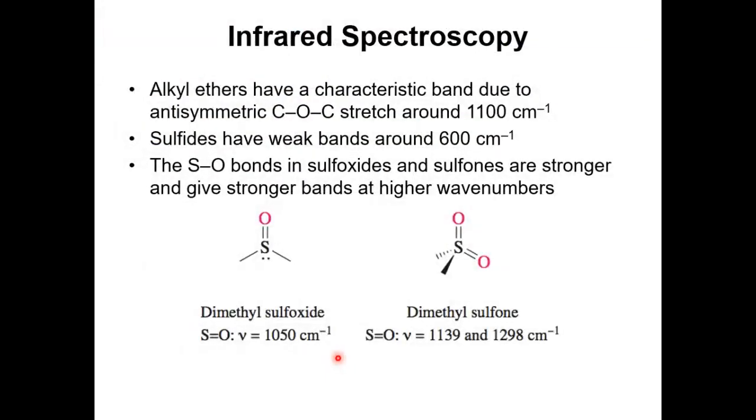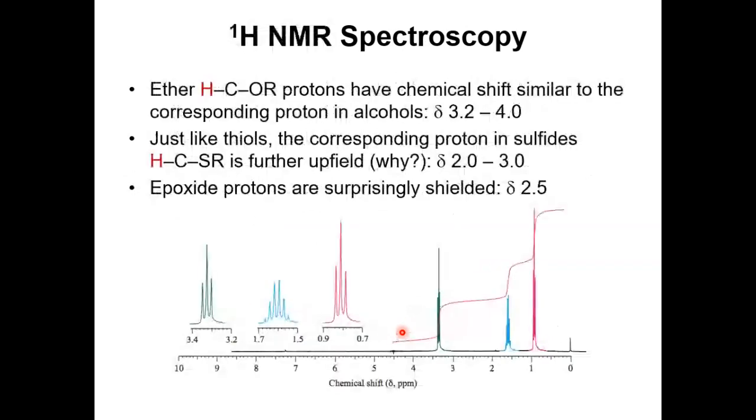The SO bonds in the sulfoxide and sulfone are stronger, depending on how many O you have on the sulfur. If it's a single O on the sulfur, called sulfoxide, the SO bond is about 1050. And if you have two of them, the frequency is a bit higher, around 1140 and 1300. You don't need to memorize this. The sulfurs are less commonly encountered.